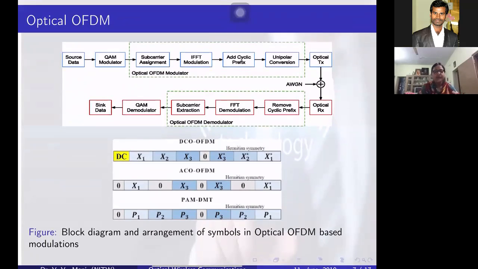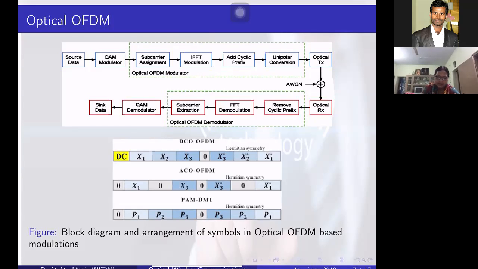What we did in this optical OFDM is we take a source data, QAM modulator, and we did some subcarrier alignment. Why do we need this subcarrier alignment? I will tell you. What is the additional block? IFFT is there, QAM is there, source is there, cyclic prefix is there. The only additional blocks for optical OFDM are subcarrier alignment and unipolar conversion. So these are the new additions.